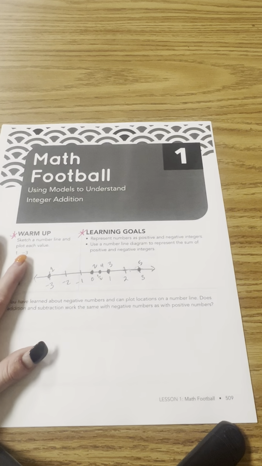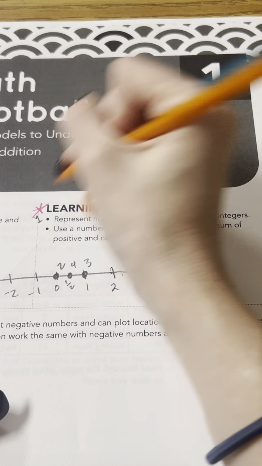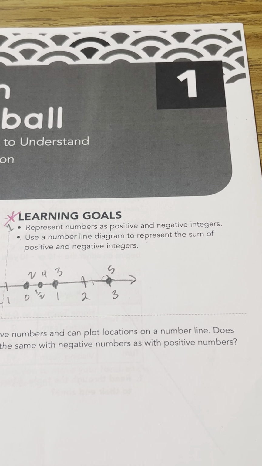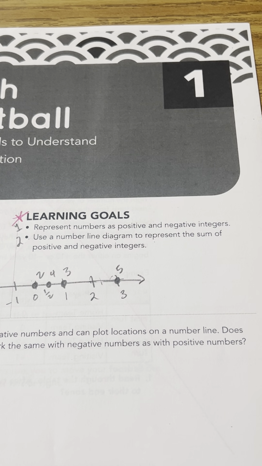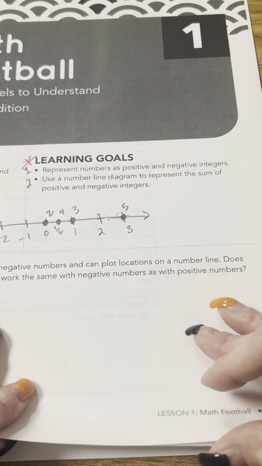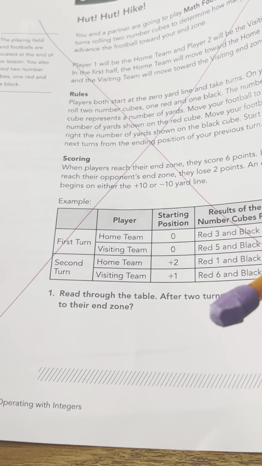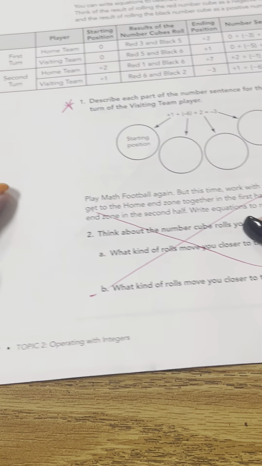Okay, going through the learning goals. Learning goal 1 says represent numbers as positive and negative integers. Learning goal 2, use a number line diagram to represent the sum of positive and negative numbers. Okay, and you'll notice there's no key term for this, so we don't need our key term journal for this one. We are skipping page 510. We're also skipping page 511. And we're moving on to page 512.